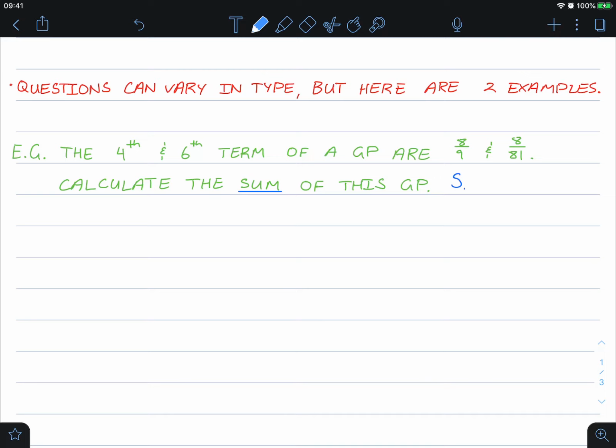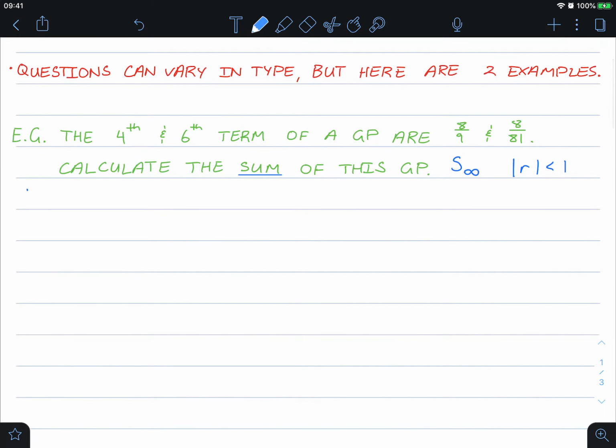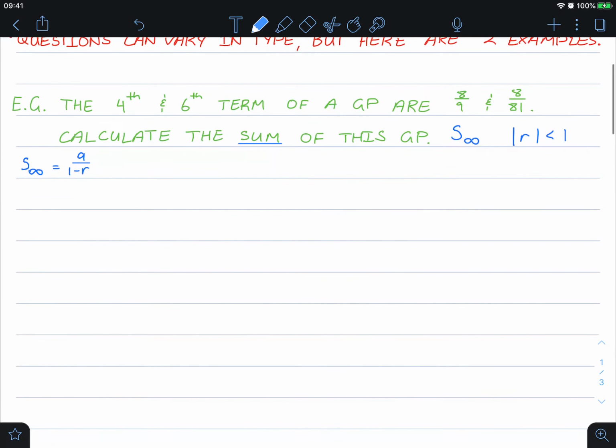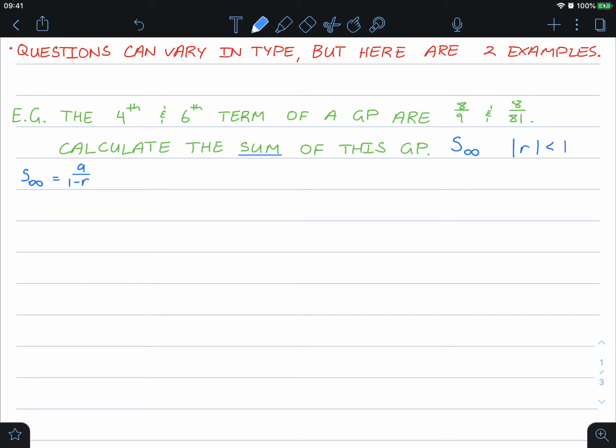This most likely implies that this is going to be a limiting sum question, which means when we find r, it needs to be less than 1. So it's going to be a fractional or decimal ratio. So we are ultimately going to be looking for S infinity equals a over 1 minus r. So we need to find a and we need to find r. Well, let's begin. The nth term for a geometric progression is a times r to the power of n minus 1.